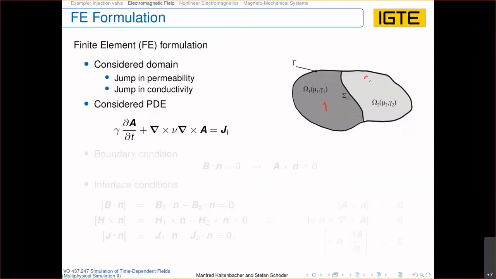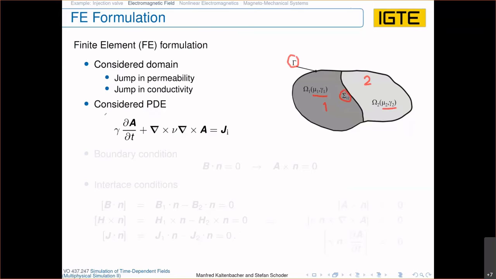And as you see, we also assume that we have here a permeability mu1 and the conductivity gamma1, and here we have permeability mu2 and the conductivity gamma2, and along these interfaces the material parameters are jumping. So we have an interface and we have our outer boundary, and within this domain we want to compute the electromagnetic field in the quasi-static case.